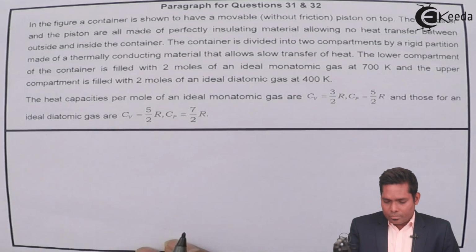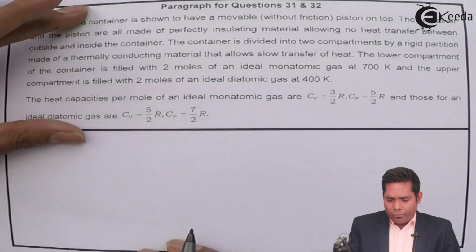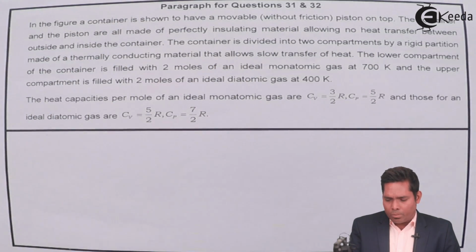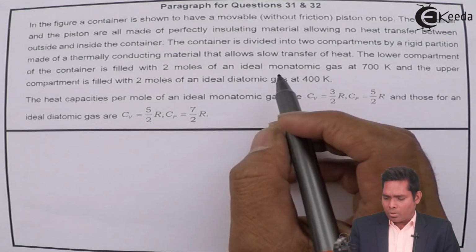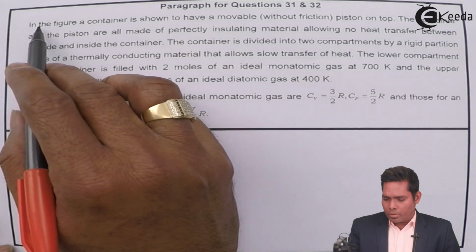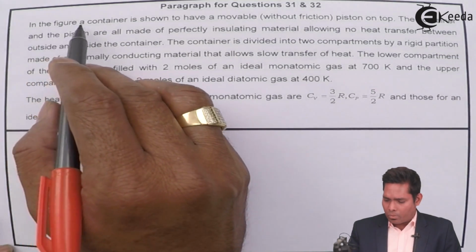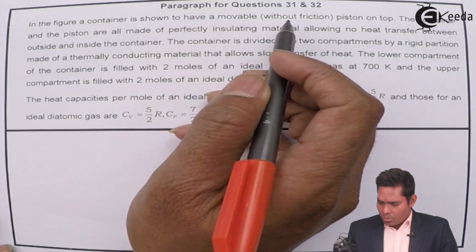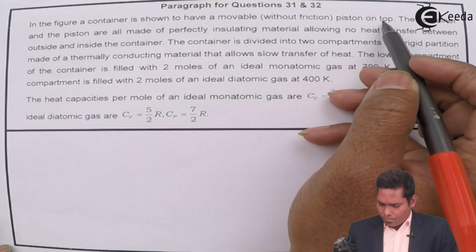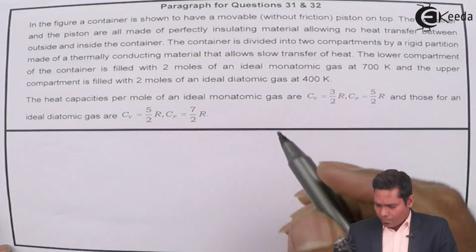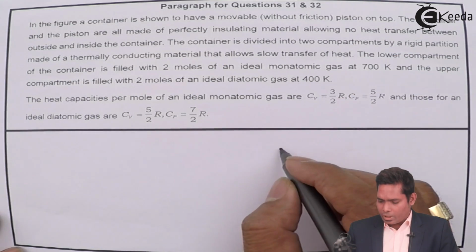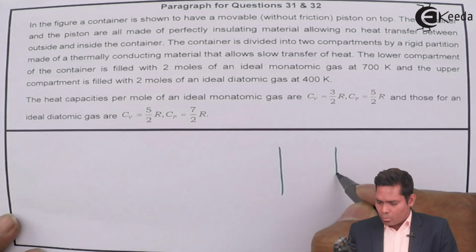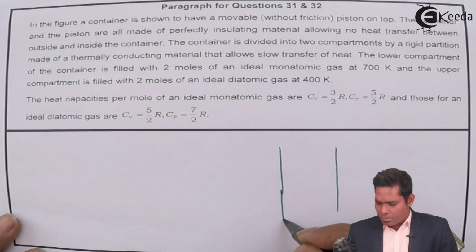See here, in the figure, a container is shown to have a movable piston on top. There is no figure given, so I'll draw it for you. There is a cylinder piston system. So here is a cylinder and two compartments. I have got a piston over here.